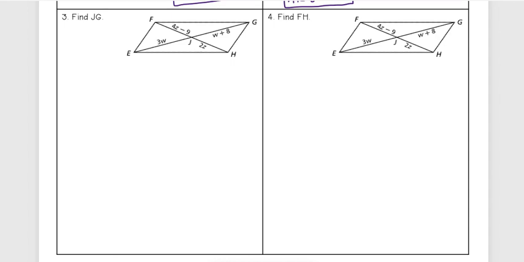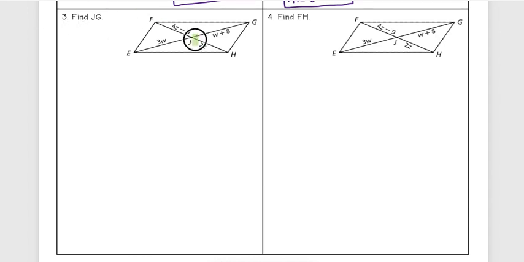For this last video, we're going to be looking at finding diagonals, and so that's important to remember from our first video, that last property, and that's that the diagonals bisect each other, so they cut each other in half. So for number 3, it's telling me to find JG.